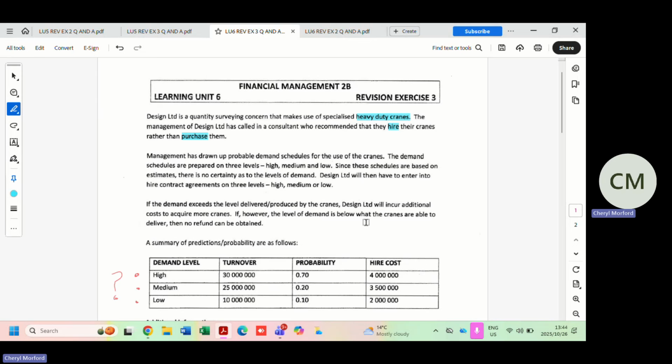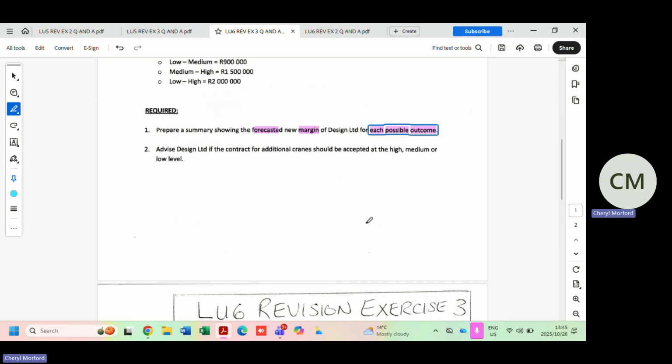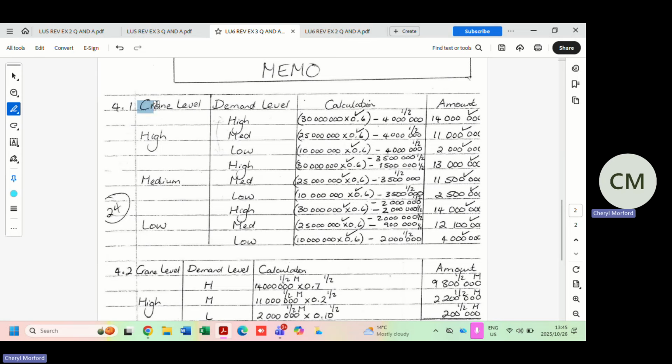So we're going to get all of this sorted out by, first of all, in part one, finding what these values are, and then in part two, make a decision based on maximizing expected value. So let's set up in a nice, rather complicated table over here. So first of all, we're going to look at the crane level.